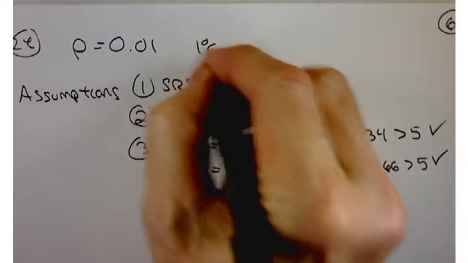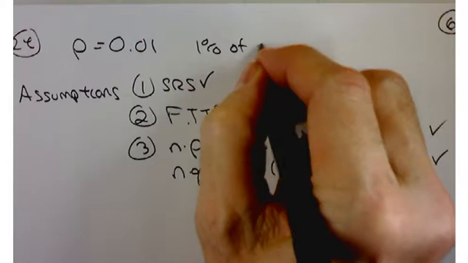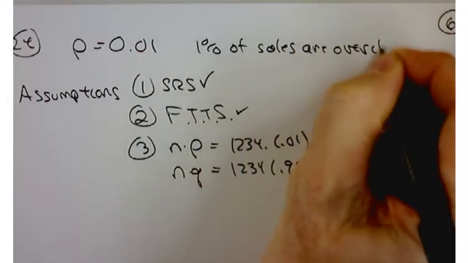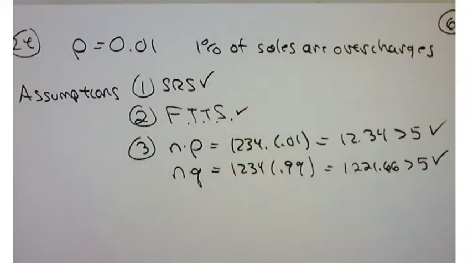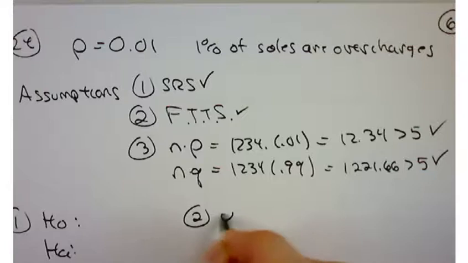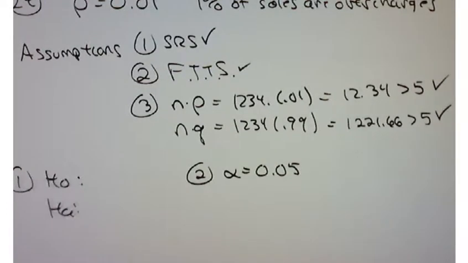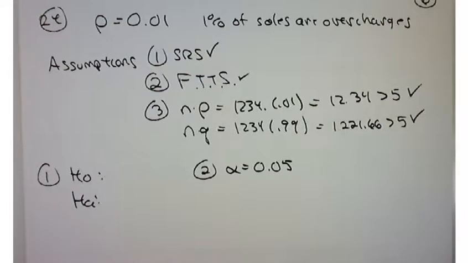So 1% of sales are overcharges. That's what we need to test. So, okay, let's put that in here and test away. Start by stating your null and alternative hypothesis. We're going to test this at the 5% level. Try and write down H0 and HA for us.